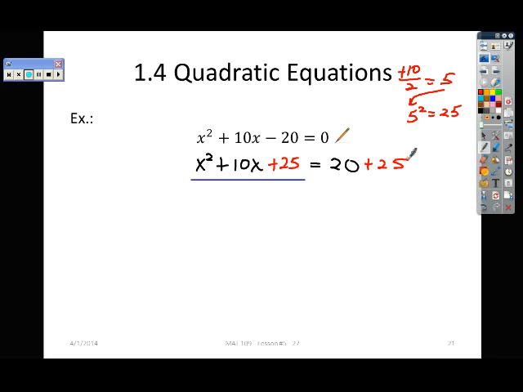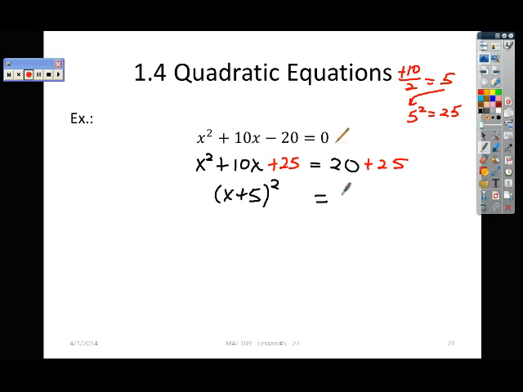This now is a perfect square. If I factored that, what I would get would be x plus 5 squared. You can verify that for yourself. If you FOIL x plus 5 times x plus 5, you'll get x squared plus 10x plus 25. So what I have on the left side is a perfect square. My variable is completely inside the perfect square.